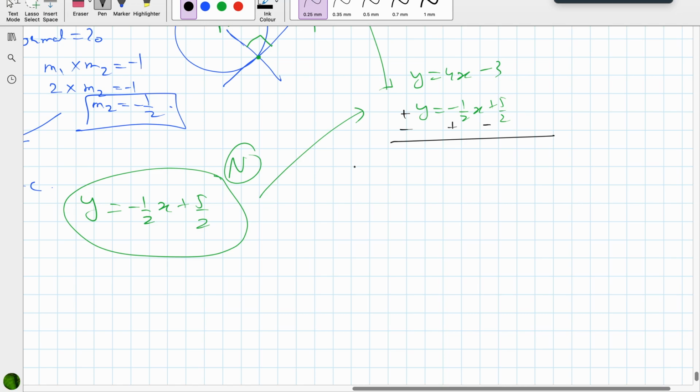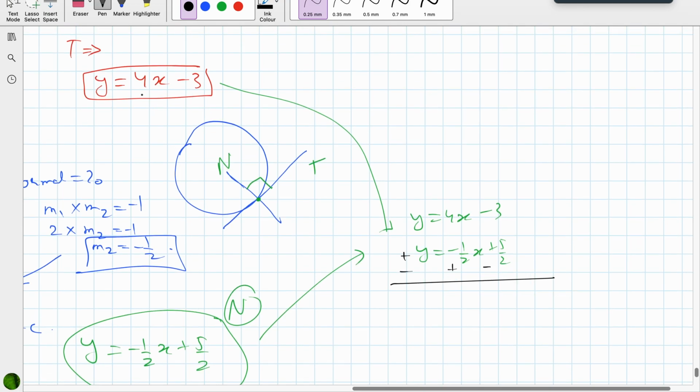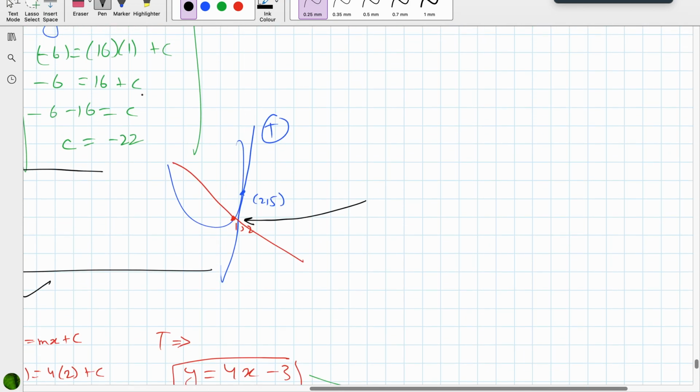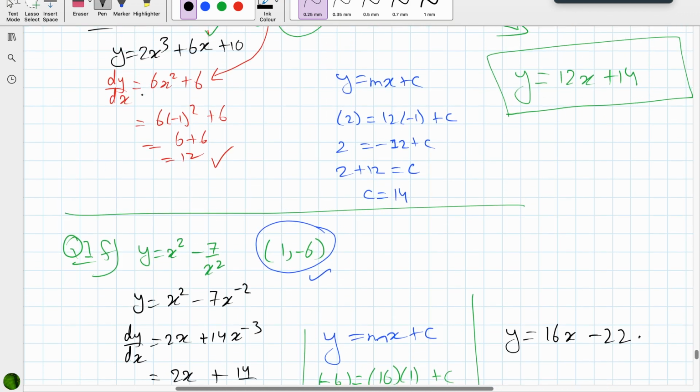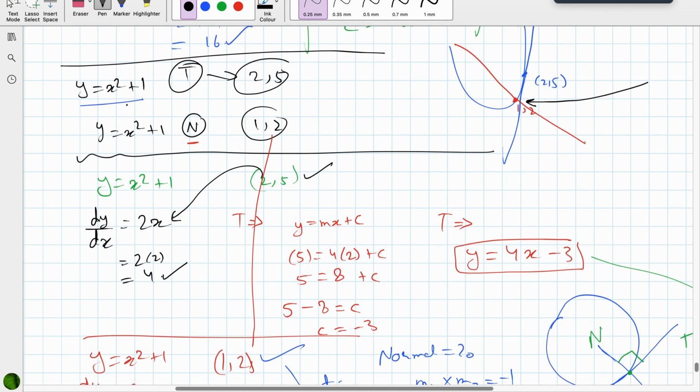Yes, Momo. That was the previous equation. y is equal to 2x. Where did you see that? No, that's dy by dx equal to 2x. That's the gradient.